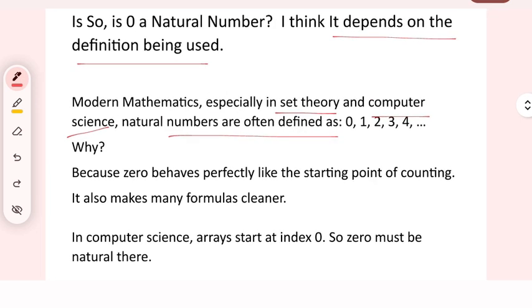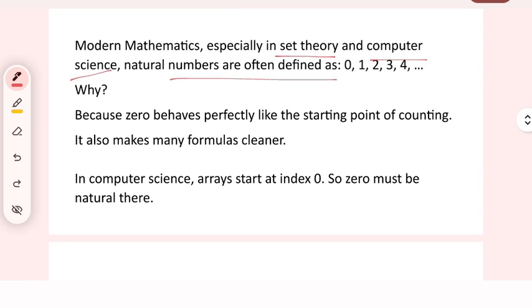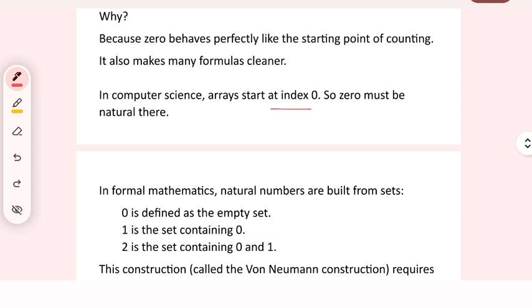That is because 0 behaves perfectly like the starting point of counting. It also makes many formulas cleaner. In computer science, for example, arrays start at an index of 0. So 0 must be a natural number in computer science. It really depends on where you are and how you define natural number, because in computer science, they actually start at 0.